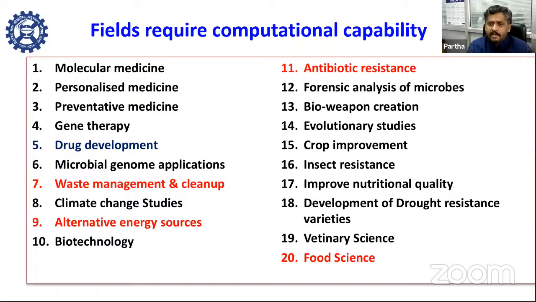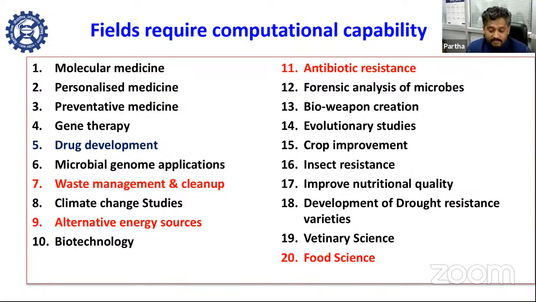There are very many other aspects like forensic analysis, bioweapon creation, evolutionary studies, crop management, and insect resistance. Once you identify the genes for a particular trait, you can study how the genes can be incorporated and how the genes can cause allergenicity. All those issues you can deal with using computational or bioinformatics approaches, and also how to improve nutritional quality. You can decide what nutritional quality you want to incorporate and put it at the metabolic pathway level, and that will create a new product for improving your food and nutrition, with the compounds you're looking for.